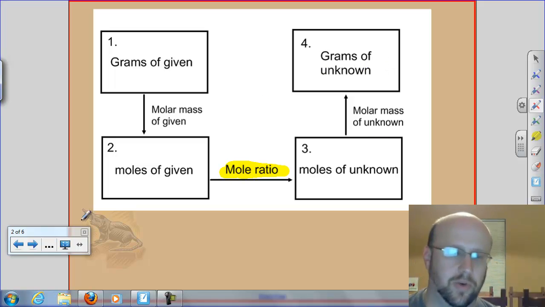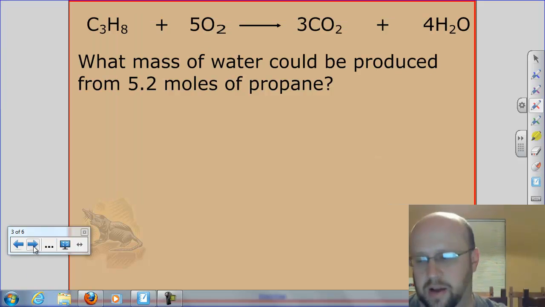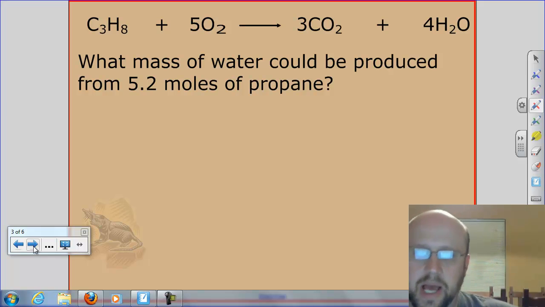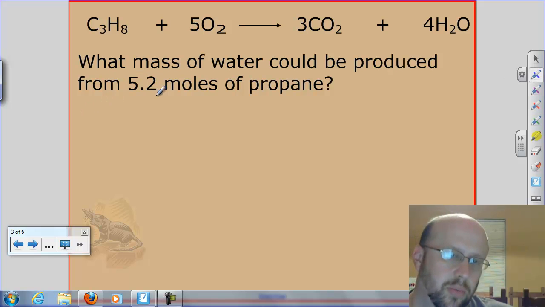Okay? So I'm going to walk through a bunch of these. Hopefully these will look okay once you see them. Remember, you always got to have the mole ratio. All right, so let's get rolling. So first off, what mass of water could be produced from 5.2 moles of propane?